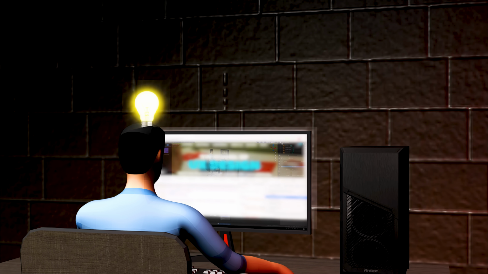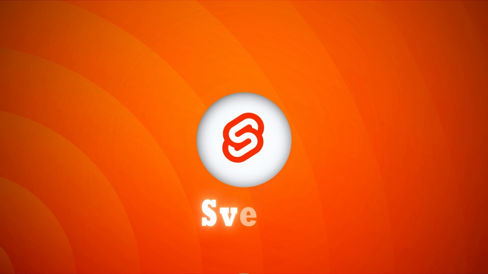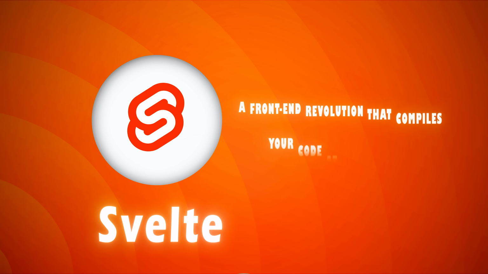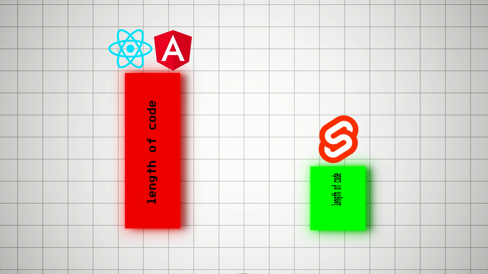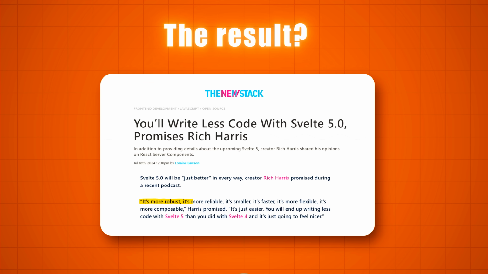In that tense moment, a radical idea sparks. What if we remove the framework overhead altogether? That question gave birth to Svelte, a front-end revolution that compiles your code at build time, slicing through the usual baggage of JavaScript heavyweights. The result? Lightning-fast performance and a codebase so concise it feels like cheating.